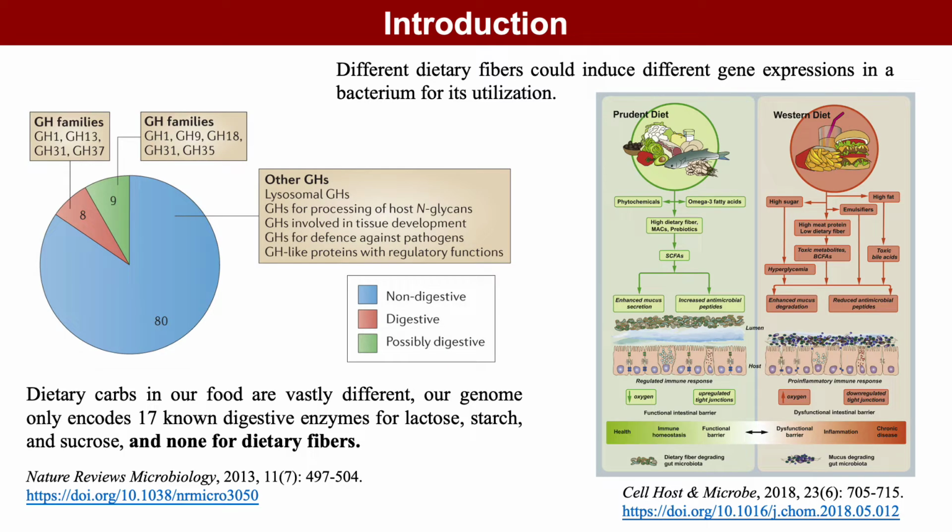Dietary carbs in our food are super different, and our genome encodes only 17 digestive enzymes for lactose, starch, and sucrose, but none for dietary fibers. To compensate for this catalytic deficiency, humans rely on their gut microbiota, which can encode proteins designed to recognize and consume dietary glycans. Different dietary fibers could induce different gene expression in a bacterium for its utilization.